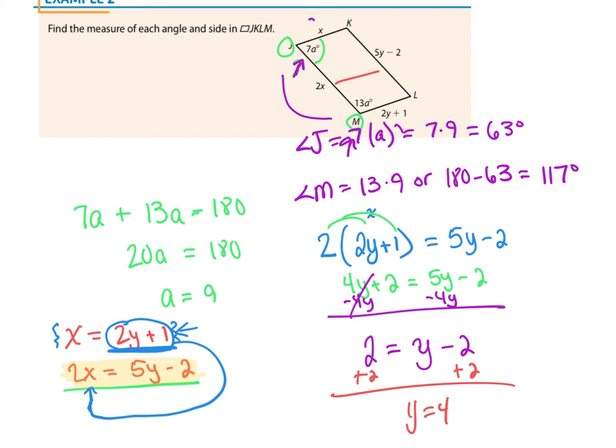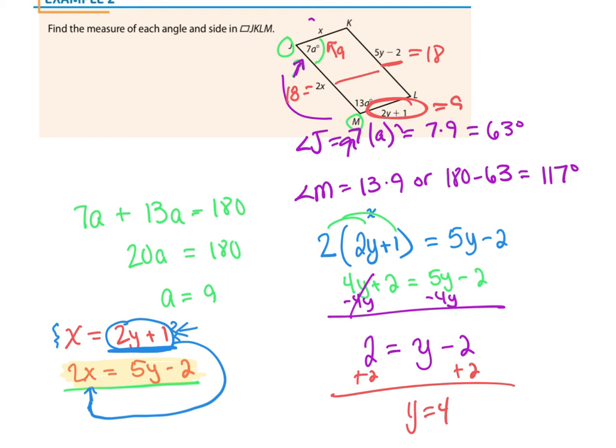I know my y value. That's really all I need to give the sides. Honestly, you can solve for x if you want to, but you don't have to because these sides are congruent. I can go back up here and plug in my 4. 2 times 4 plus 1. This side is going to equal 9. And this other side up here is also going to equal 9. They're congruent. I can plug in a 4 right here. 5 times 4 is 20, minus 2 is 18. I don't even need x. I know that that equals 18.